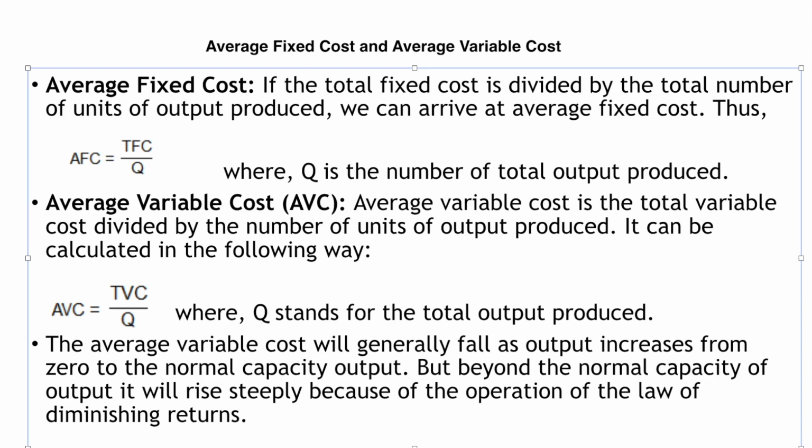And average variable cost is the total variable cost divided by the number of units of output produced. It can be calculated in the following way. AVC is equal to total variable cost TVC divided by Q, where Q stands for the total output produced. The average variable cost will generally fall as output increases from 0 to the normal capacity of output. But beyond the normal capacity of output, it will rise steeply because of the operation of the law of diminishing returns.